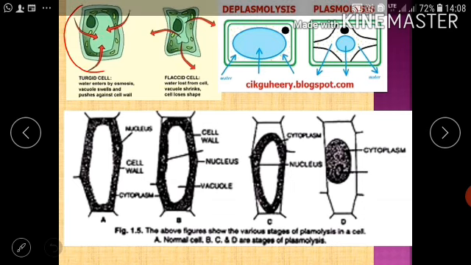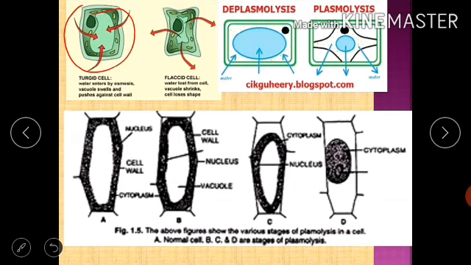This is one diagram I want to show you here. This diagram shows that when the water enters, the cell gets swollen up, and this swelling up of the cell is known as a turgid cell. This turgid cell develops a pressure which presses against the cell wall, and this is caused due to the pressure known as turgor pressure.